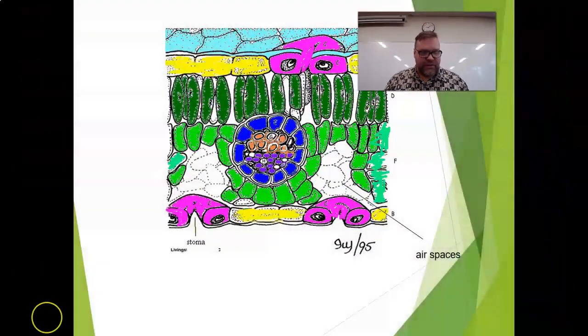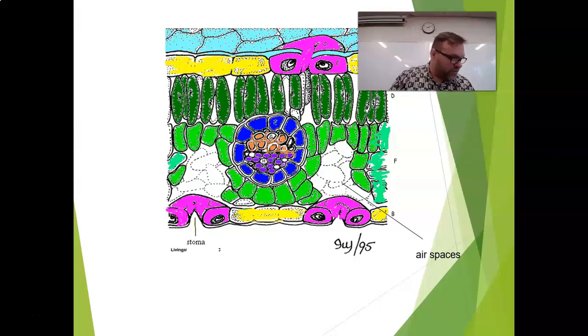Welcome back. We're going to be jumping back into our notes on page 12, and let's just review a little bit. You should have finished this coloring on page 12 of the leaf structure, and we're going to be jumping into the notes on the bottom of page 12, so let's go ahead and do that.